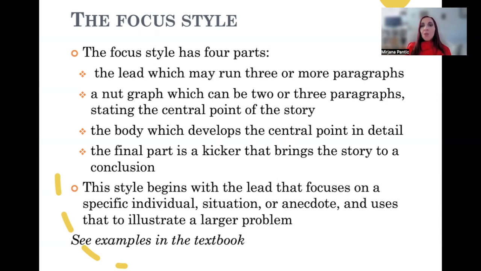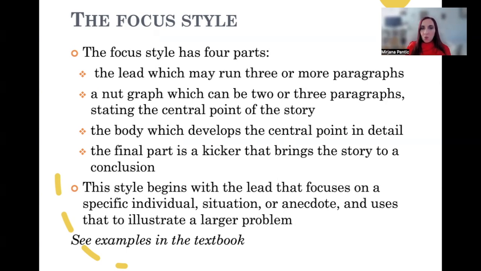The body develops the central point in detail. So you point at what happened, like in the case of these two lawsuits that Blake Lively and Justin, the two of them, filed. And then after that, you go into more details about that central point.